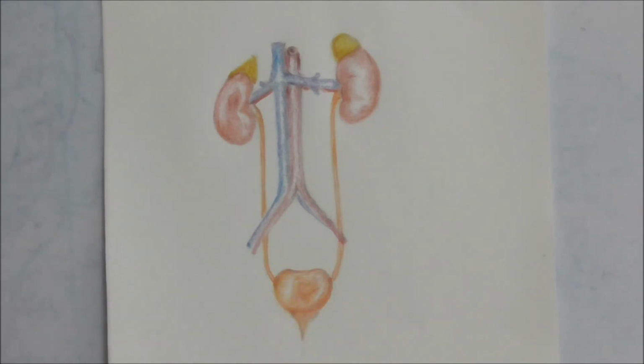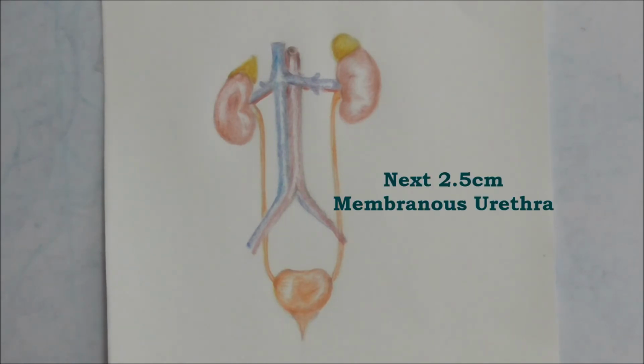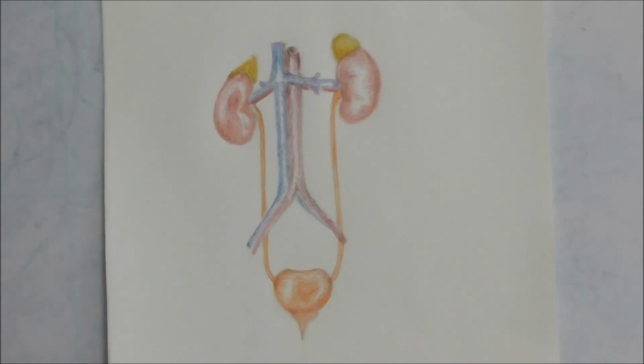Now, as I said, in males, the urethra measures about 20 centimeters in length, out of which the first about 2.5 centimeters is called the prostatic urethra. Next, around 2 to 2.5 centimeters is called the membranous urethra, and the rest of it that passes through the penis is called the penile urethra, which opens to the exterior.